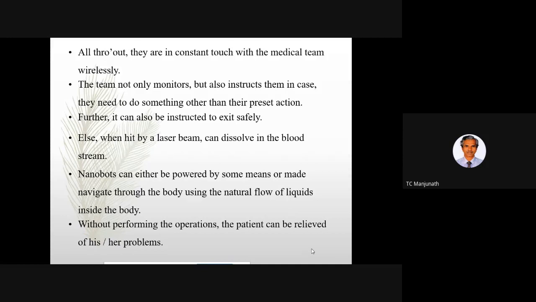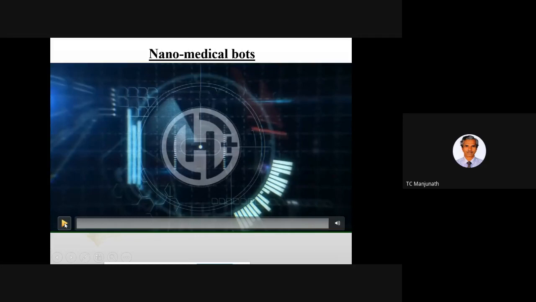It has to go against the flow of the fluid. So more work has to be done, like moving in a lift, coming down and moving up. So without performing the operations, the patient can be relieved of his or her problems. So this is one small video which I'm showing, the medical nanobots.